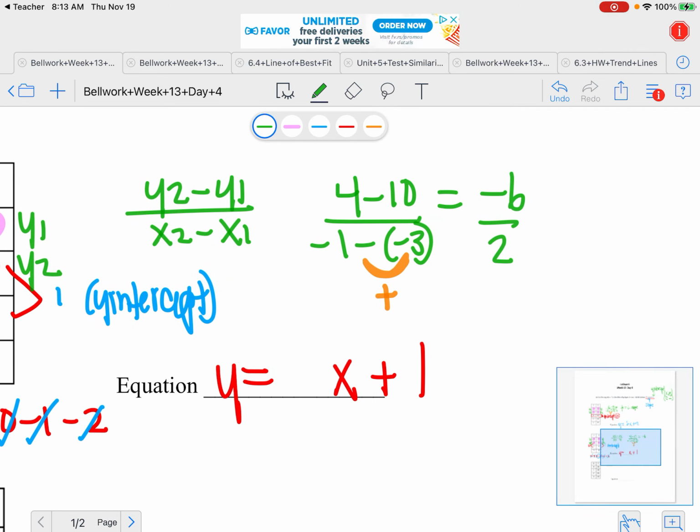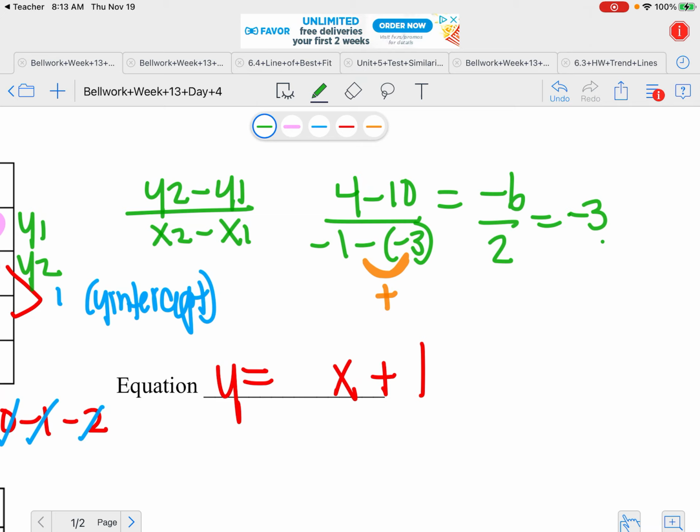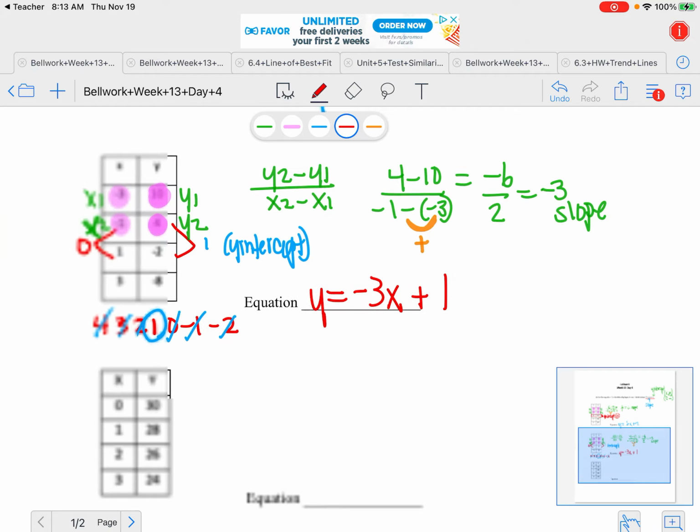Then I can simplify that. Negative 6 divided by 2 is negative 3. So now I know my slope is negative 3. I can come down in my equation and write negative 3. Final answer, y equals negative 3x plus 1.